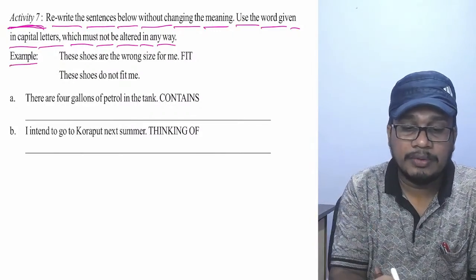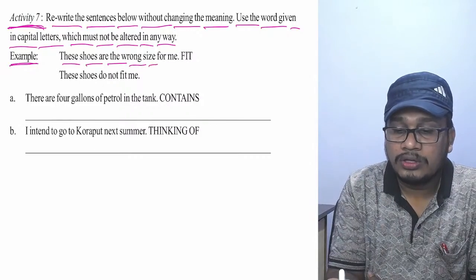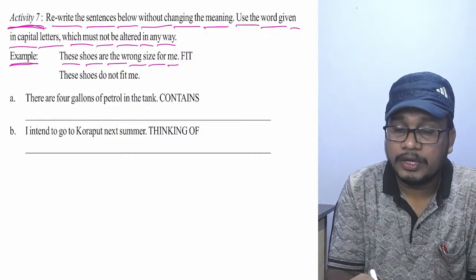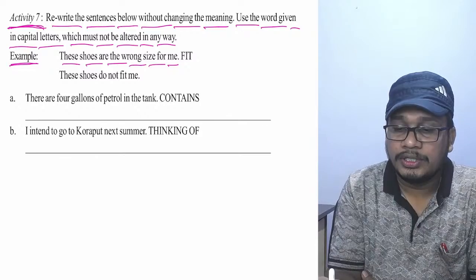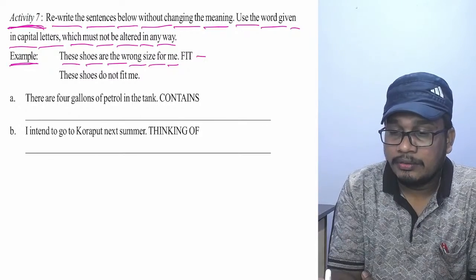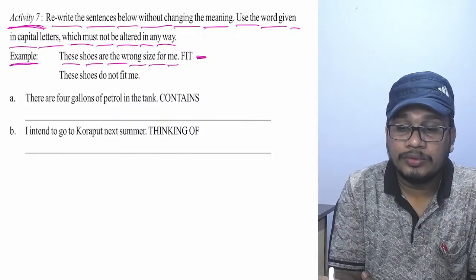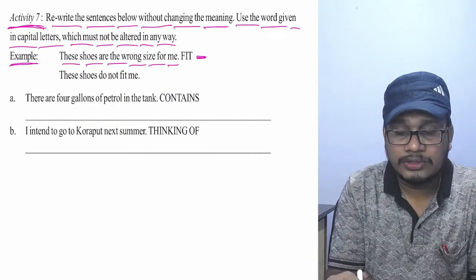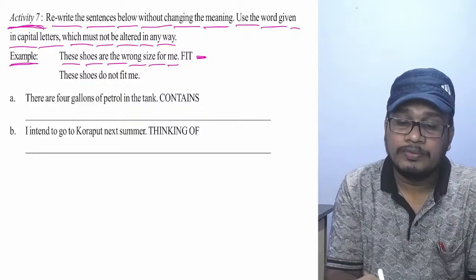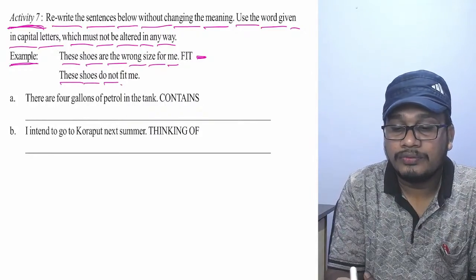An example is given. Now these shoes are the wrong size for me. Wrong size means they don't fit. Here a bold capital-letter word is given, that is fit, and we will use this fit in the sentence without changing the meaning of the original sentence. These shoes do not fit me.